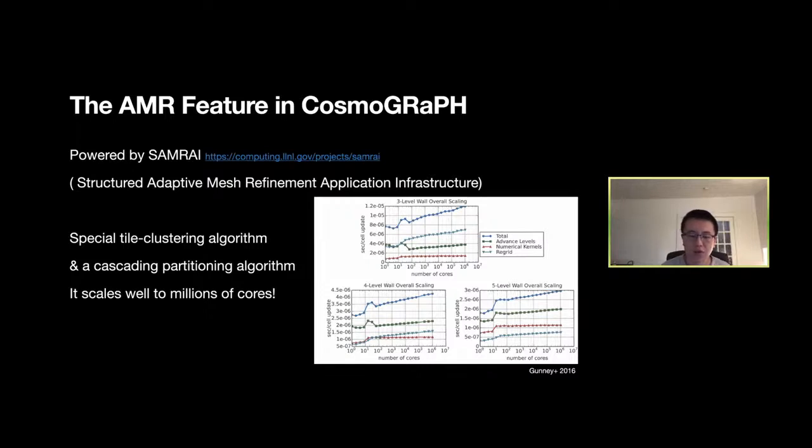From the weak scaling plots, you can see that it weak scales up to a million cores. This is amazing considering they are involving multiple levels, and to produce these plots they're adjusting their resolution dynamically.